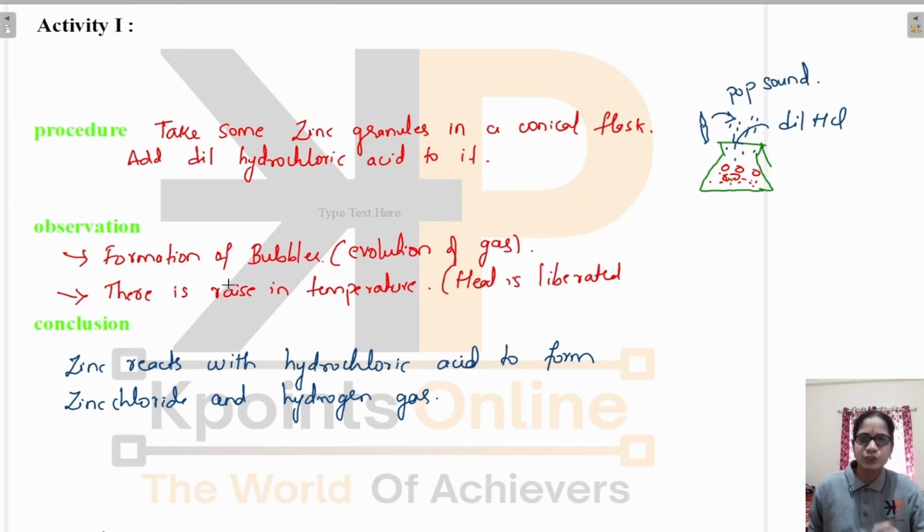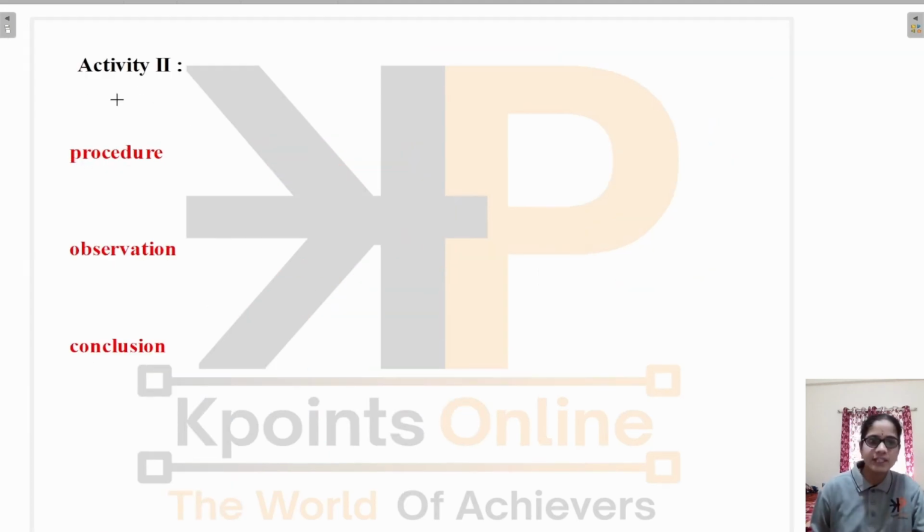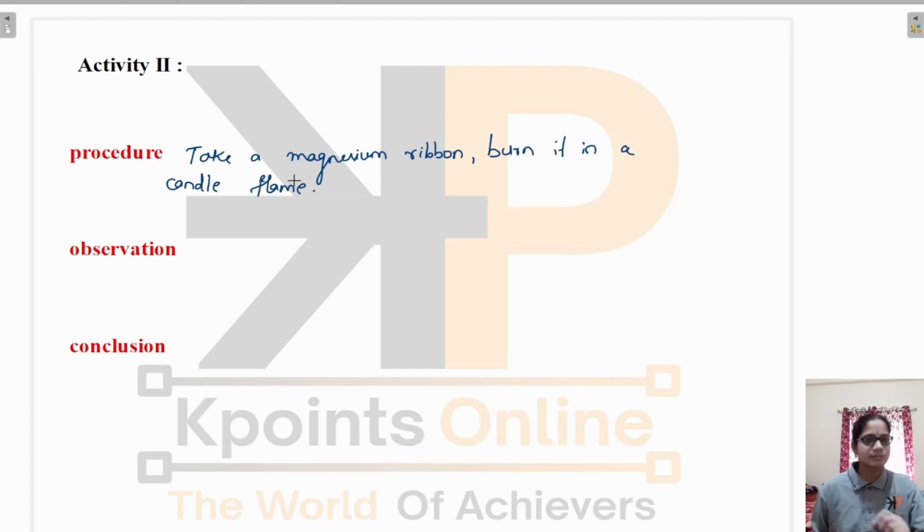Yes, these are the two changes that we have observed while a chemical reaction is taking place. That is, there is an evolution of gas and the heat is liberated, which indicates that a chemical reaction has taken place. Okay, let us see another activity. Take a magnesium ribbon, burn it in a candle flame and make the observations.